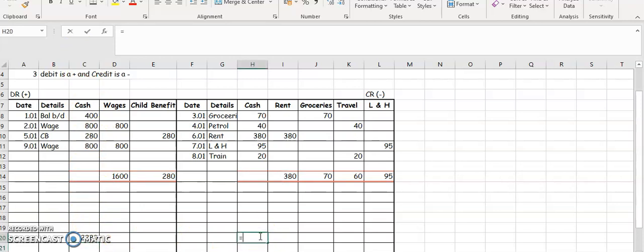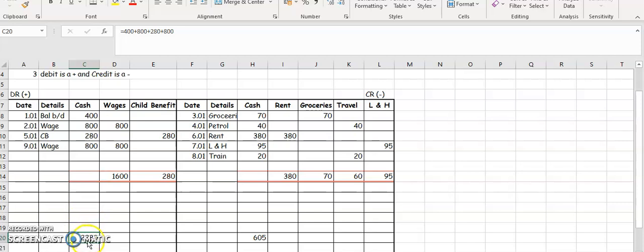Well, let's add up what's in the cash column. So 70 plus 40 plus 380 plus 95 plus 20. So going out, we've only 605 going out. So we haven't spent all our money. So what we need to do is find the difference, or find the balance between the two. So we're going to take 605 away from 2,280.